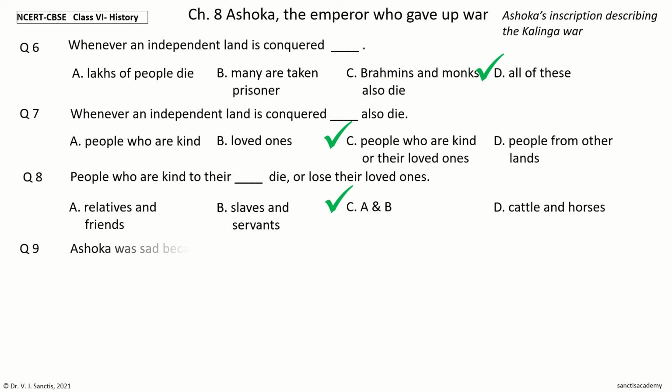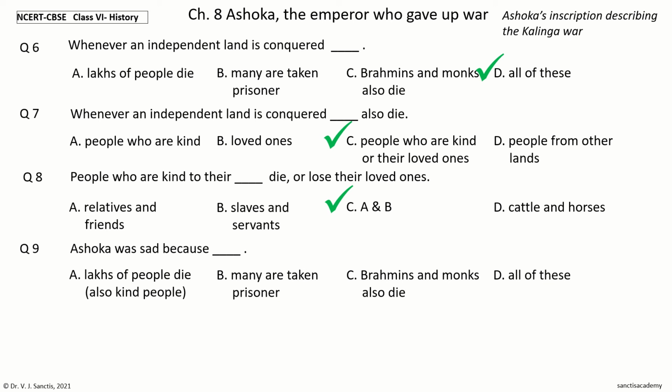Question 9. Ashoka was sad because dash. The options are lakhs of people die, also kind people, many are taken prisoner, Brahmins and monks also die, all of these. Your time to choose. And the answer is all of these. So, Ashoka was sad because lakhs of people die, also kind people, many are taken prisoner, and Brahmins and monks also die.